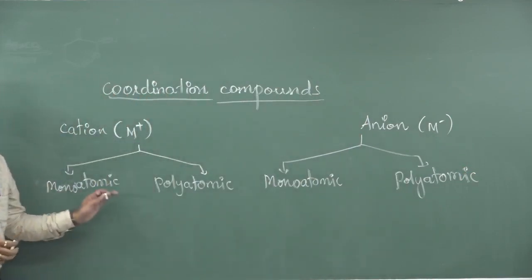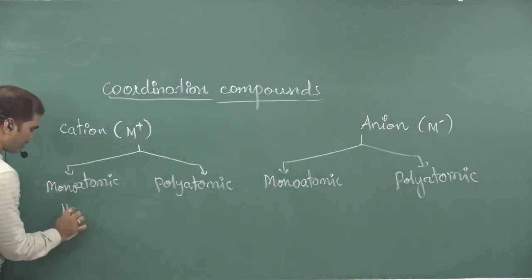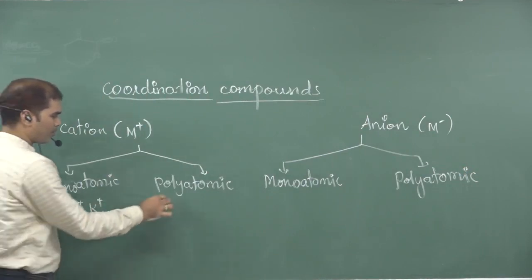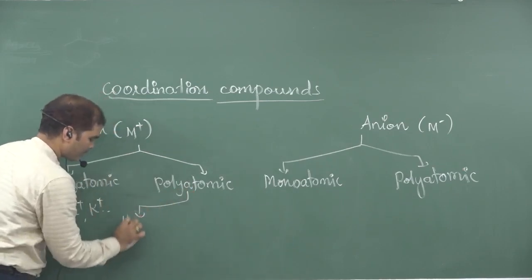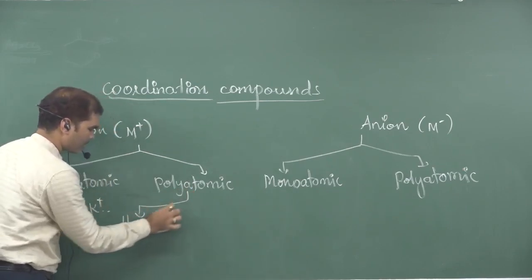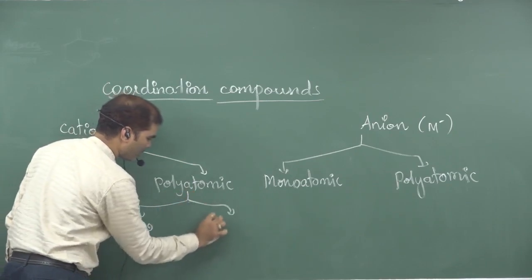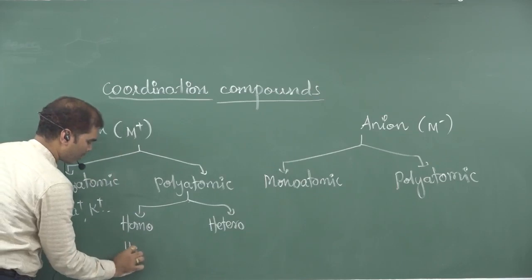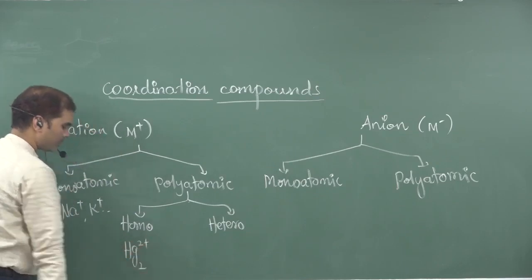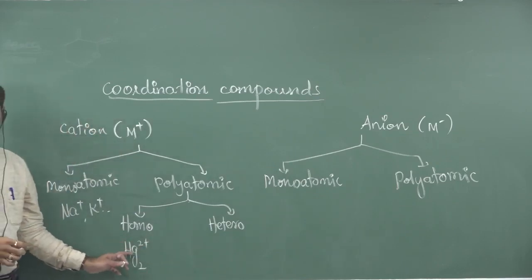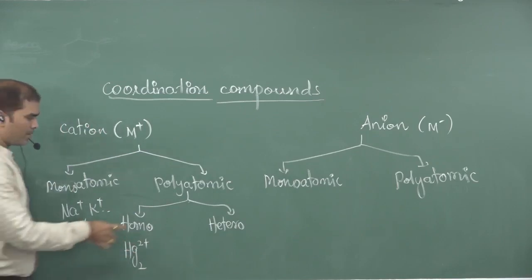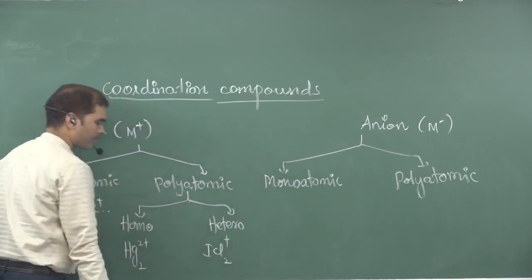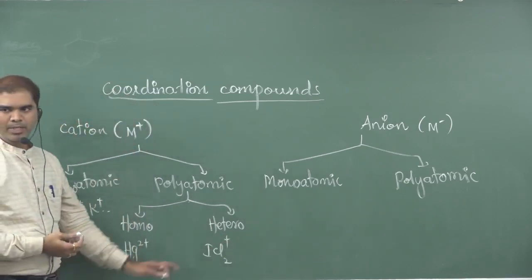Monoatomic, any example for a cation? Many, but we'll take one or two examples. Sodium or potassium and so on. For polyatomic, we again have two types, homopolyatomic and heteropolyatomic. For homopolyatomic, you can take an example of Hg2 2+, two metals are one and the same, mercury. If it is a heteropolyatomic, I can choose some interhalogen compounds, ClF2+ or ICl2+ and so on.